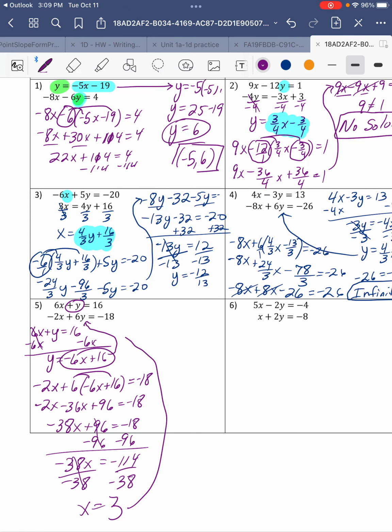I'm going to actually choose the top equation, because that's 6 times x plus y equals 16. I could have substituted into this equation too. That would have been super easy. 6 times 3 is 18. Subtract 18. And the y is going to equal negative 2. So x equals 3, y equals negative 2.